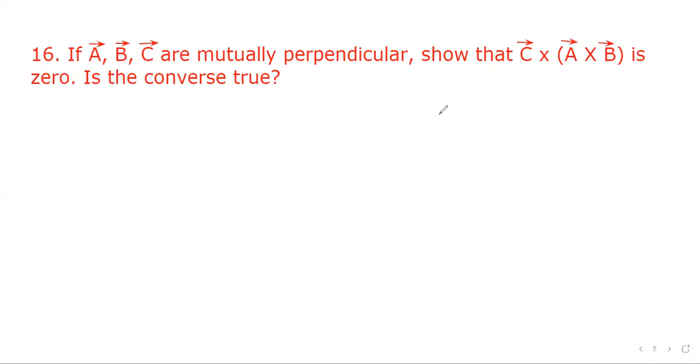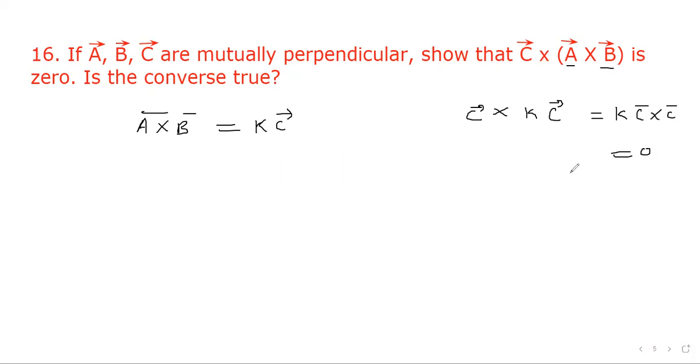Question number 16. If A, B, C are mutually perpendicular, then show that C dot A cross B is 0. So here, if we evaluate A cross B, it will be K times vector C, because all three are mutually perpendicular. The cross product of A and B must be equal to K times vector C. So we have got A cross B as K times C. Now, C dot A cross B will be K times C dot C, which is clearly 0.